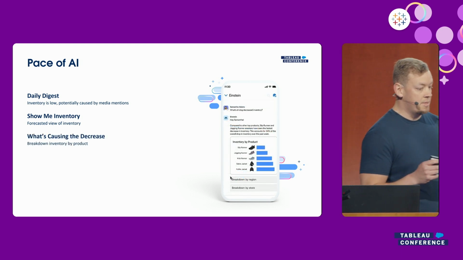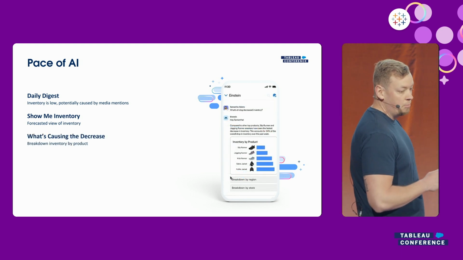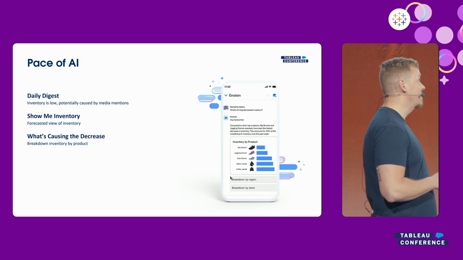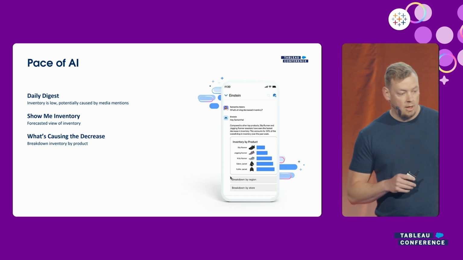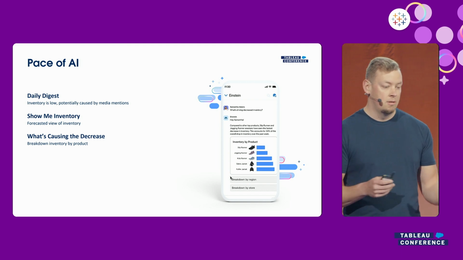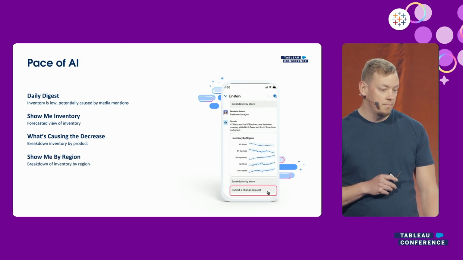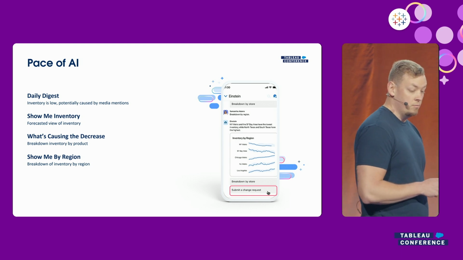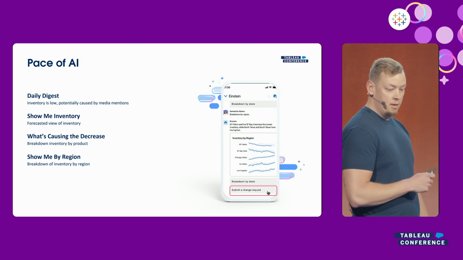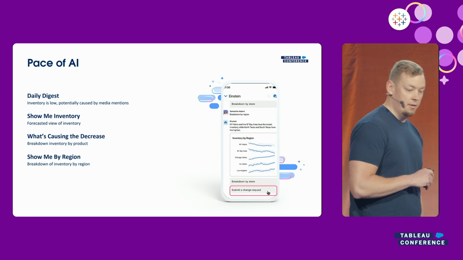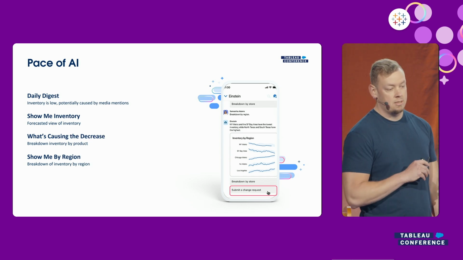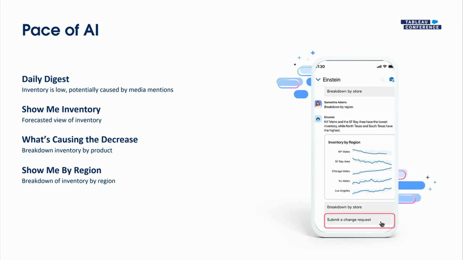What's causing the decrease? It's my next question. So it breaks down inventory by product. We can see that it's this specific product, the slip runner, that's causing this decrease of inventory. So I dive in deeper. I say, give me that by region. And it gives me a nice chart, breaks it down by region. I can see that there's two regions in particular that are having a decrease in inventory.